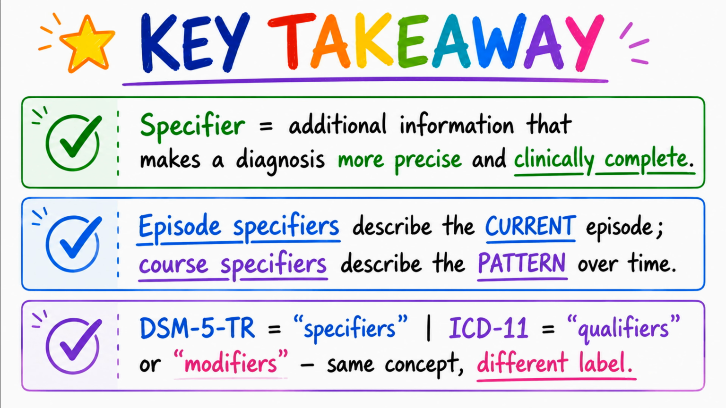Think of it like this: the diagnosis is the postcode, and the specifier is the full address. You need both to actually find where you're going. Without the specifier, you have a rough idea of what you're treating. With it, you know exactly what this patient needs.